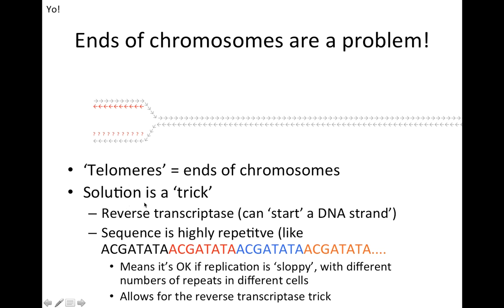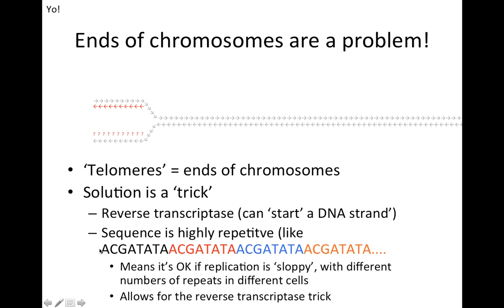And then I'd just like you to know that the solution is a trick. This trick involves using this weird enzyme called reverse transcriptase, which is able to start a DNA strand, unlike DNA polymerase. The other part of the trick is that telomeres have this sequence that is highly repetitive. So it'll be the same short sequence again and again and again.